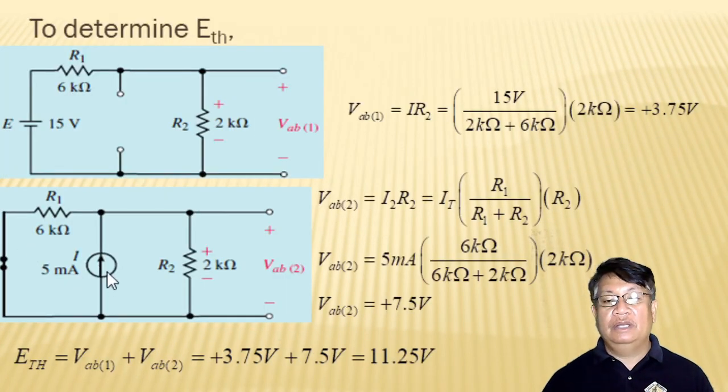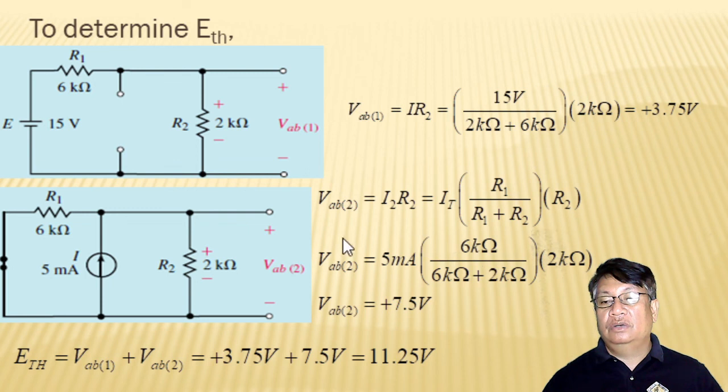Then we can make use of the current divider rule. In a current divider rule we have the total current. If you are going to determine the current in R sub 2, our numerator is the opposite, no? So this is now the solution. This is your total current of 5 milliamperes. Then our numerator is opposite to where we are going to determine our current. So what is the opposite? Resistance. So we have the 6 kilo ohms divided by these two resistances of R1 and R2.